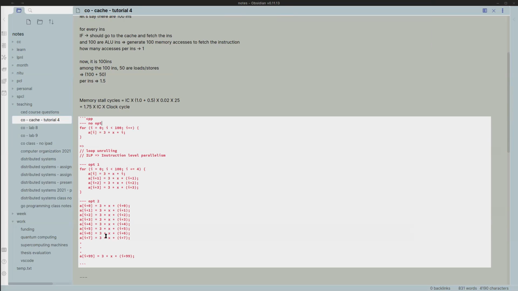So what if the size of your loop is like 1 billion? Then you'll have a billion instructions, and so what's the issue? That won't fit in your instruction cache. Yes, so that's what you have to remember.